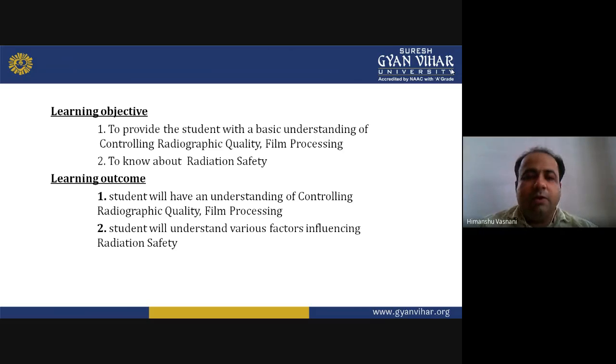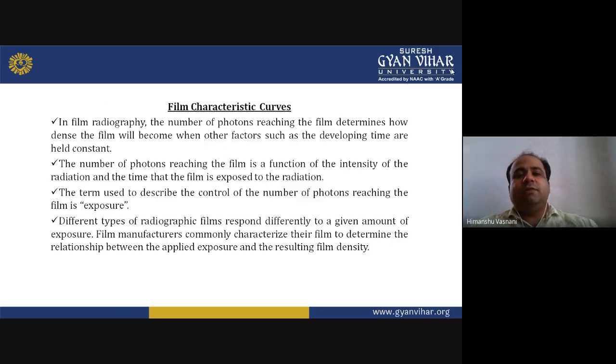Today's learning objectives are to provide the students with a basic understanding of controlling radiographic quality and film processing, and to know about radiation safety measures. The outcome after this lecture will be that students understand controlling radiographic quality, film processing, and the various factors influencing radiation safety. They will be able to understand what measures they should take for radiation safety and how they can also control the radiographic quality. So let's start with this.